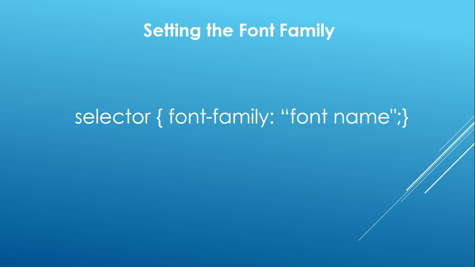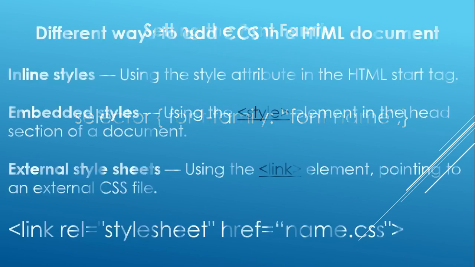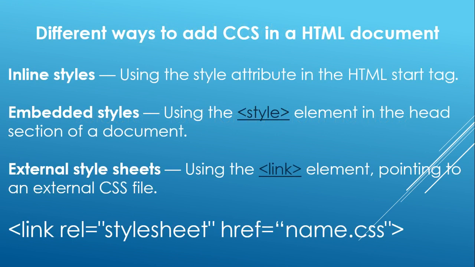But before talking about this, I'd like us to first see different ways to add CSS in an HTML document. Remember last time I told you that there are different ways to do it. And as you can see here, there are three main ways to embed CSS in an HTML document. The first one is the inline styles. We use the style attribute in the HTML tag. This one is not recommended, but we can do it.